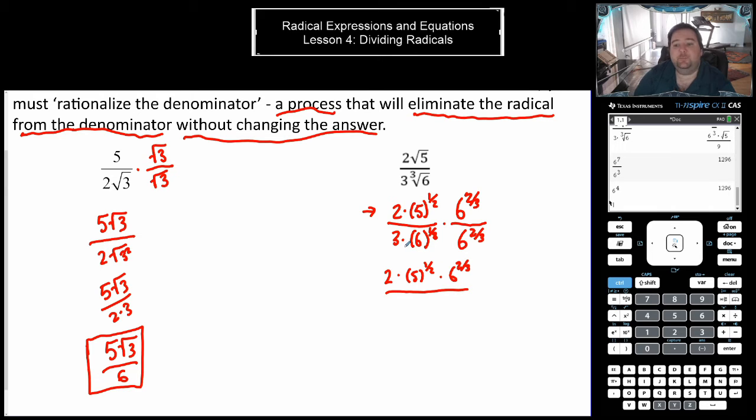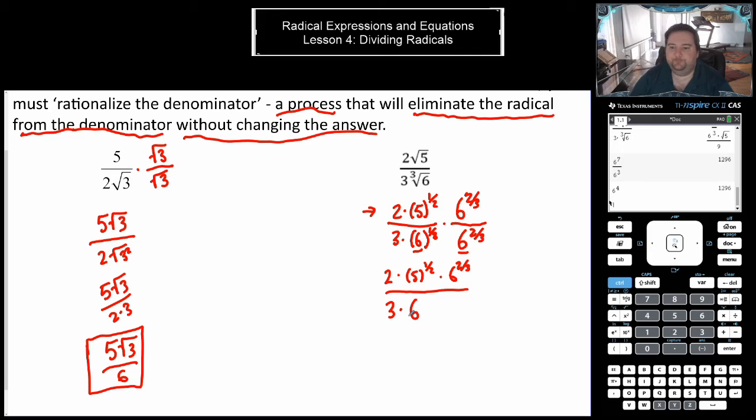Okay, let's look at the bottom. We have 3 times 6 to the 1/3 times 6 to the 2/3. When you have the same base multiplying different exponents together, they add together. What's 1/3 plus 2/3? It's 1, or 3/3, right? 6 to the 3/3, which is 1, okay? What's 6 to the power of 1? It's 6. You just got rid of it.